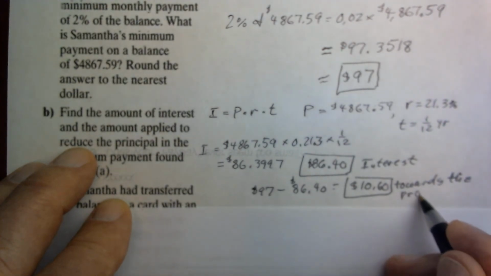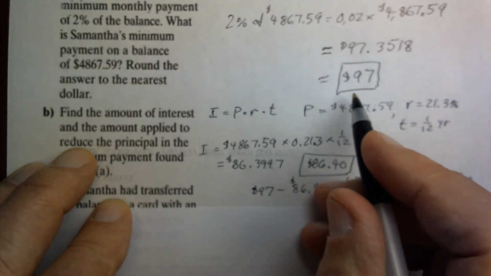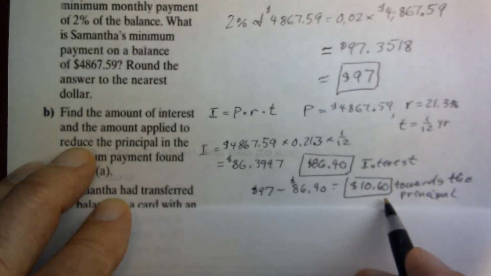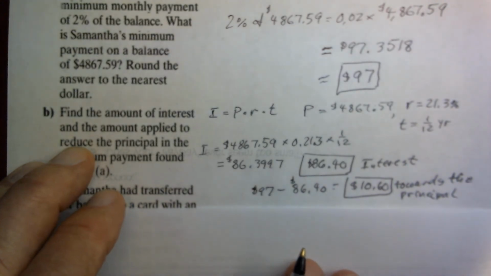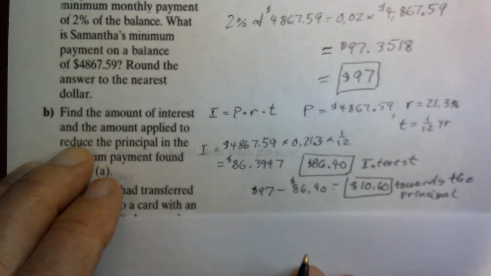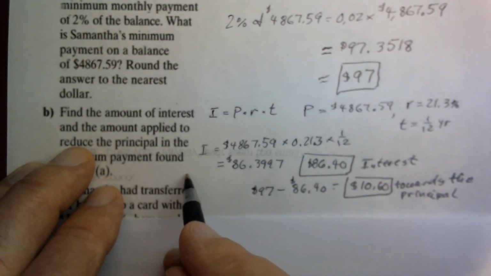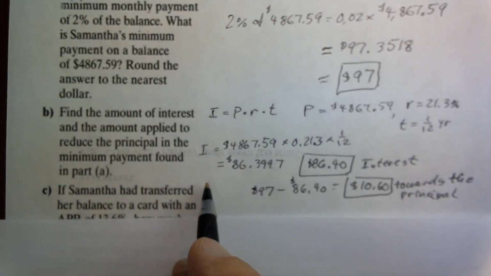So in other words, most of what she's paying out of her $97 minimum payment goes towards interest. Only $10.60 is towards the principal. It's going to take a long time to pay off the principal if you make only minimum payment. That is the message here. If you're offered that you only have to pay minimum, that comes with a tremendous cost. It's going to take you that much longer to pay off your balance.